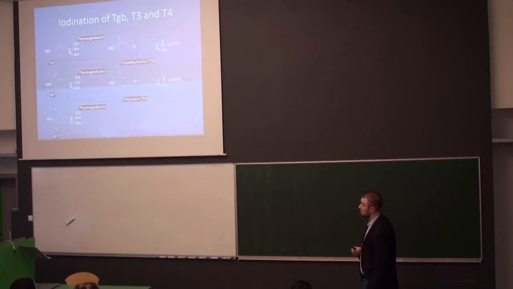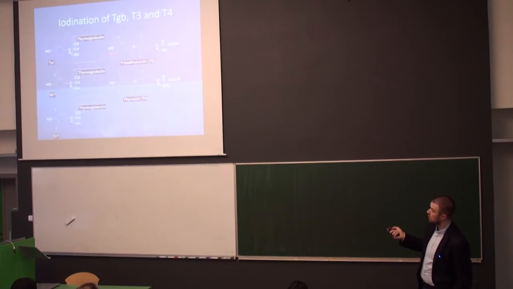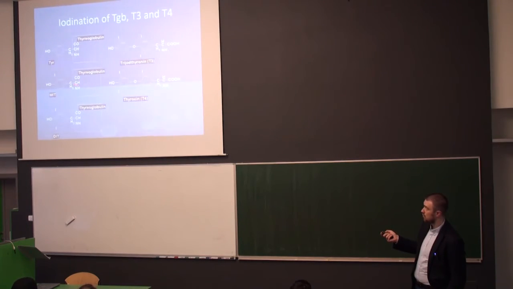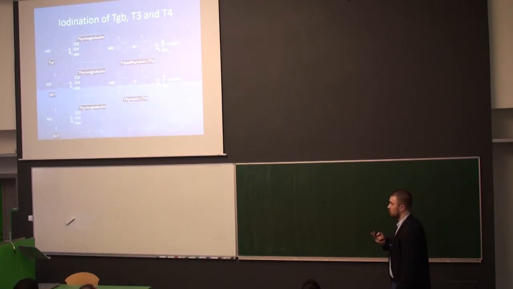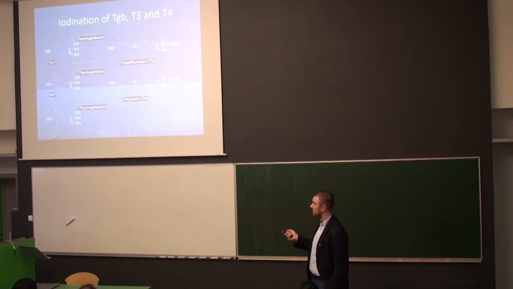If we look at a picture, what do you do? Here you have the thyroglobulin molecule, and this is a tyrosine residue. If you do the iodination, you will put 1 or 2 iodines on the molecule. According to this, you will speak about monoiodotyrosine or diiodotyrosine, and there's the abbreviation MIT or DIT.